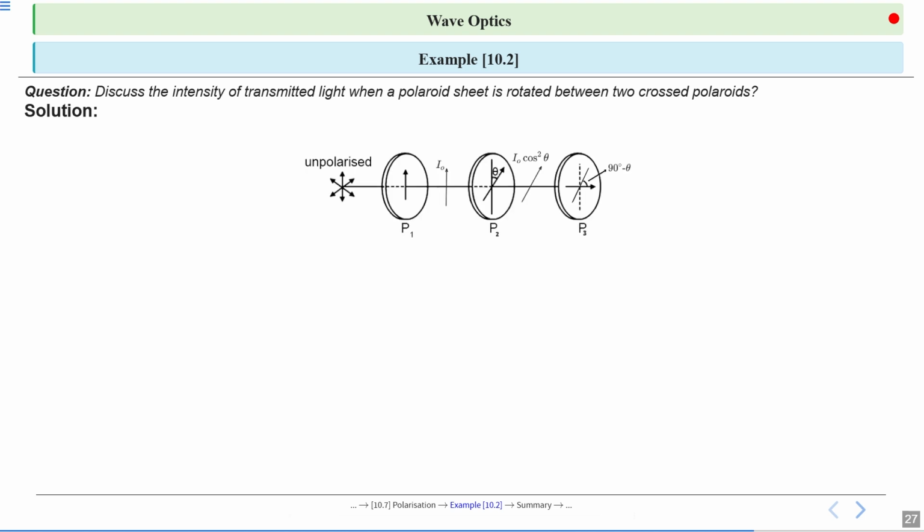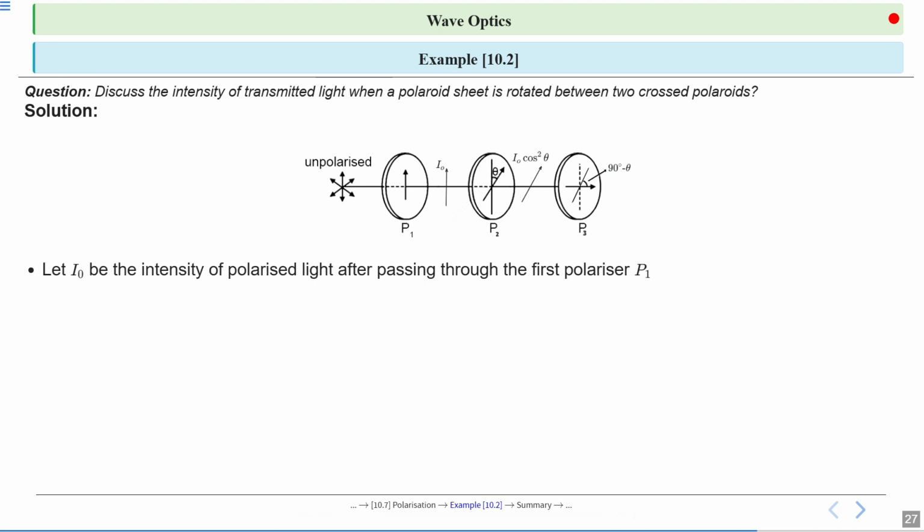So let's start by looking at this diagram. It shows the setup of our experiment with three Polaroids P1, P2 and P3. Notice how P1 and P3 are crossed, meaning the angle between the transmission axes of P1 and P3 is 90 degrees, meaning their axes are perpendicular to each other.